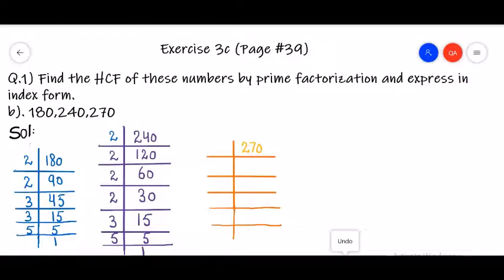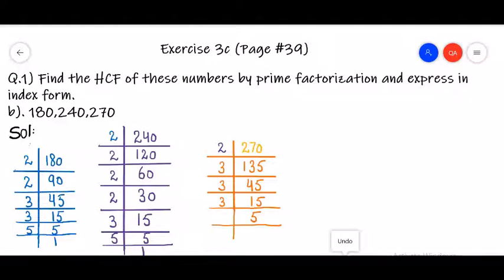After that we will factorize 270. Now 270 is an even number, so we will divide it by 2. So here we will write 2. 2 ones are 2, 2 threes are 6, and 2 fives are 10. Now it is an odd number, so we will divide it by 3. 3 fours are 12, 3 fives are 15. Now again we have got an odd number, so it will be divisible by 3. 3 ones are 3, 3 fives are 15. Again we have odd number, so 3 fives are 15.